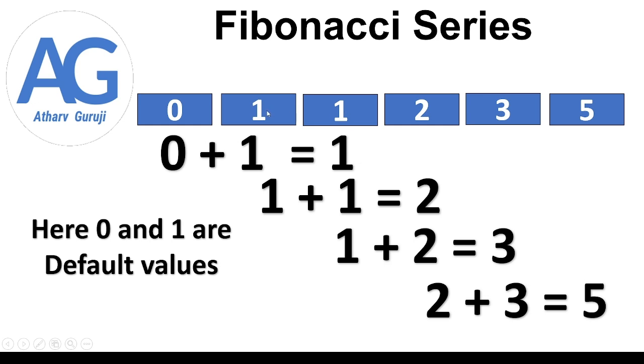Similar way, sum of the second value and third value equal to the fourth value, like this: 1 plus 1 equal to 2. Similar way, for the next value, 1 plus 2 equal to 3. See this, 1 plus 2 equal to 3. For the next value, 2 plus 3 equal to 5. Simple. Now we will create a program for this.